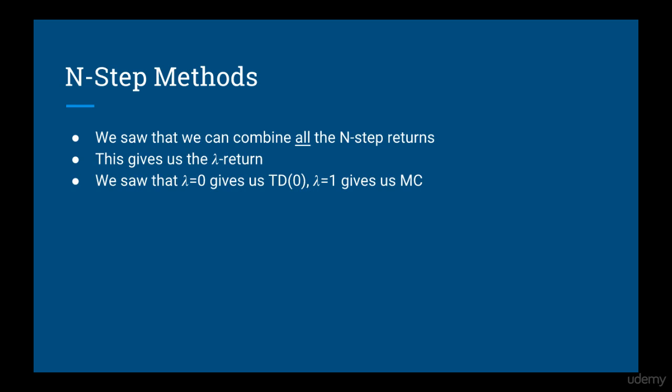Next, we saw that we could combine all the n-step returns up to infinity, and this gives us the lambda return. This is for the situation where we weight each n-step return by a geometrically decreasing lambda. We saw that by manipulating our expression for the lambda return, lambda equals 0 corresponds to TD0, and lambda equals 1, which we call TD1, corresponds to Monte Carlo.